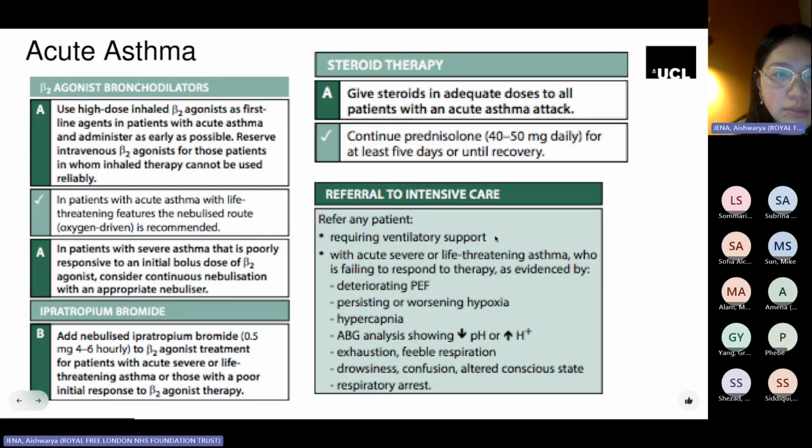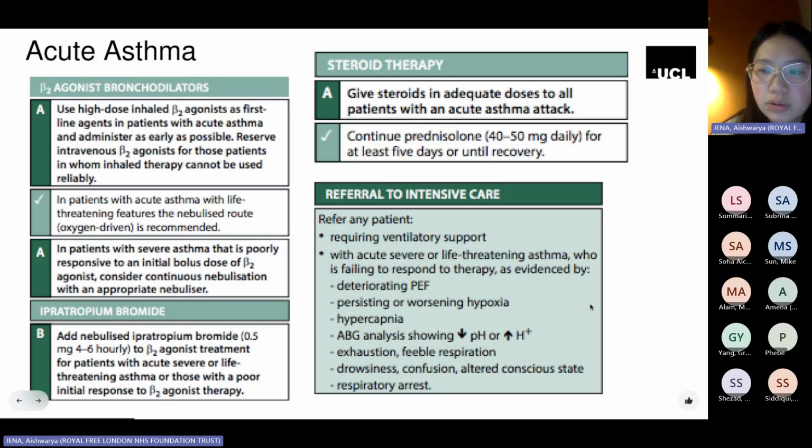So acute asthma, always remember salbutamol to start with, and this is nebulized as well. You add ipratropium bromide later on if it doesn't respond to salbutamol. And steroids, always give with salbutamol at the start, and then continue prednisolone afterwards, so oral prednisolone.